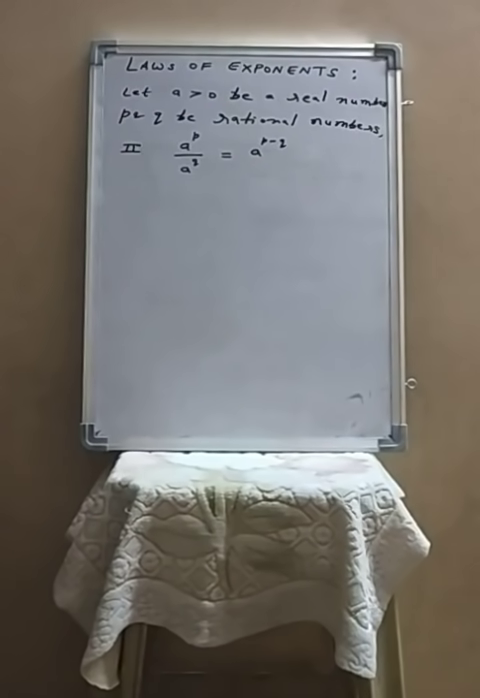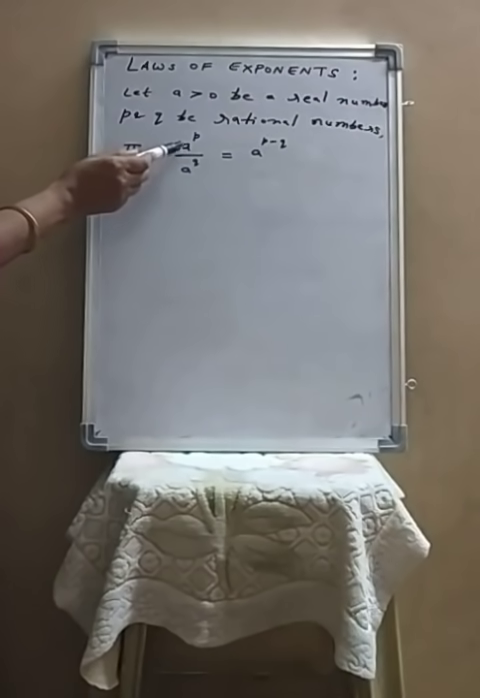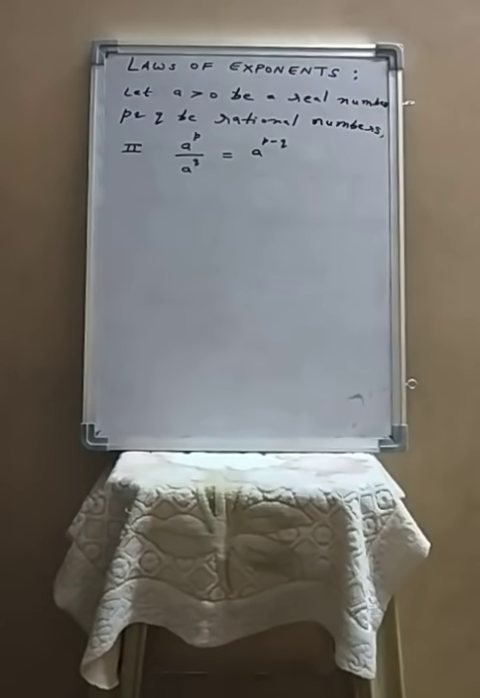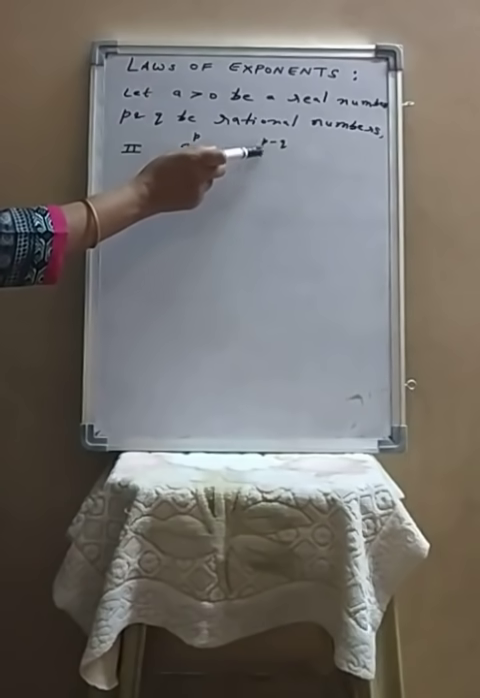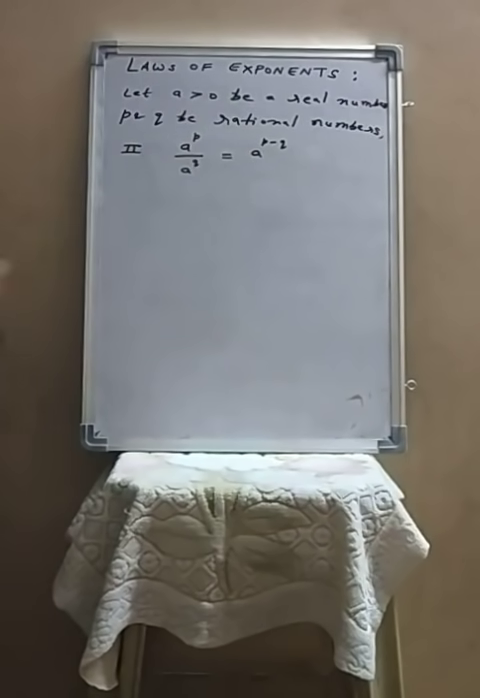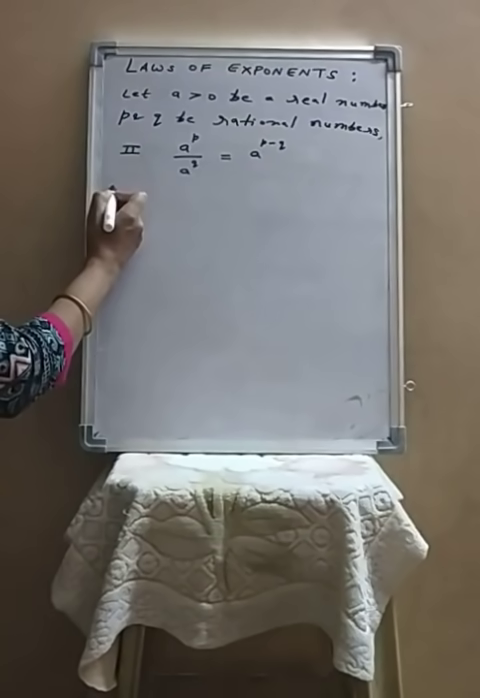Now similar to the first law, we have the second law. Here, if the bases are same and two numbers are in division, then instead of adding, what we do, we subtract the powers. That is a raised to power p divided by a raised to power q is equal to a raised to the power p minus q. This is again a law which we have done for rational numbers. Now we are extending this to the real number system.